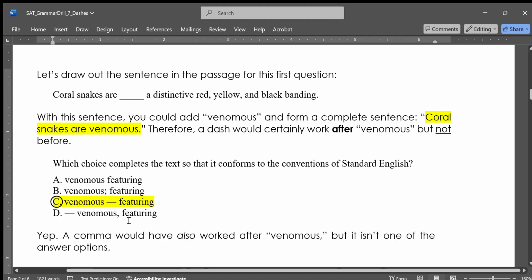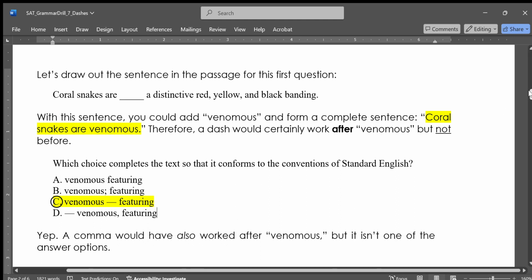Even though they tried to put a comma after the word venomous in that D choice, they put a weird dash in front of the word venomous. And that wouldn't make sense, because you couldn't say coral snakes are, period. Remember, it has to be a full sentence before you actually consider using the dash. And that's why C is the best choice.